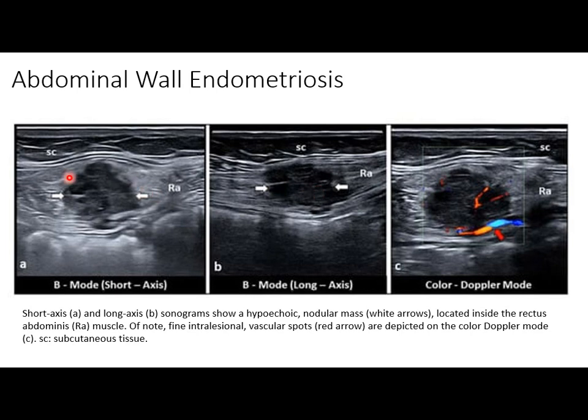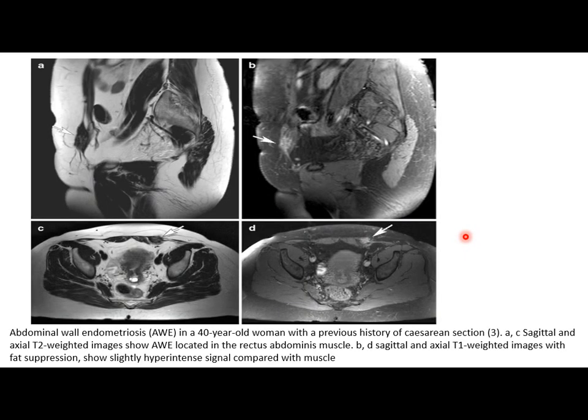On ultrasound it appears as a well-defined hypoechoic area with internal vascularity, indicating this is abdominal wall endometriosis. On MRI, this is T1. The abdominal wall endometriosis becomes more hyperintense on T2. Yes, this is T2 fat sat.